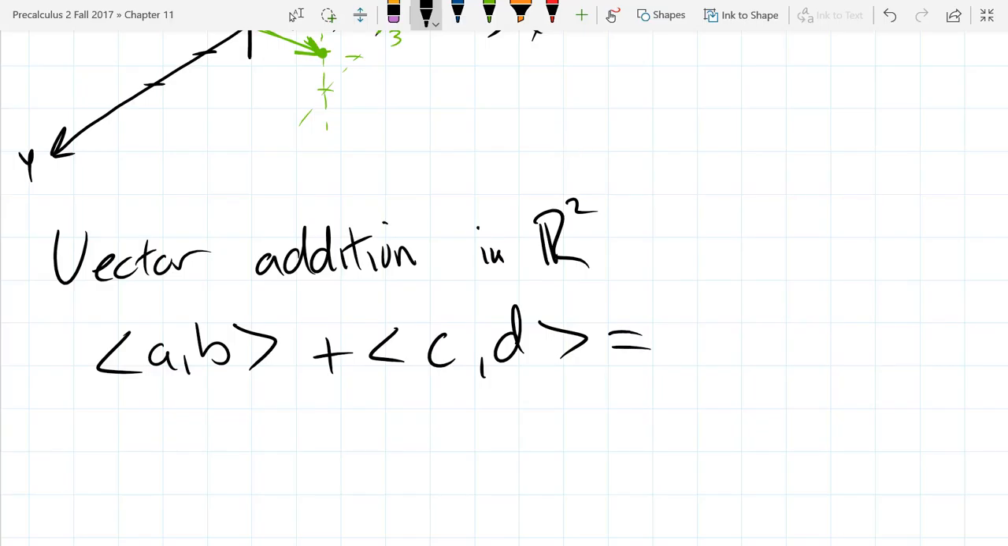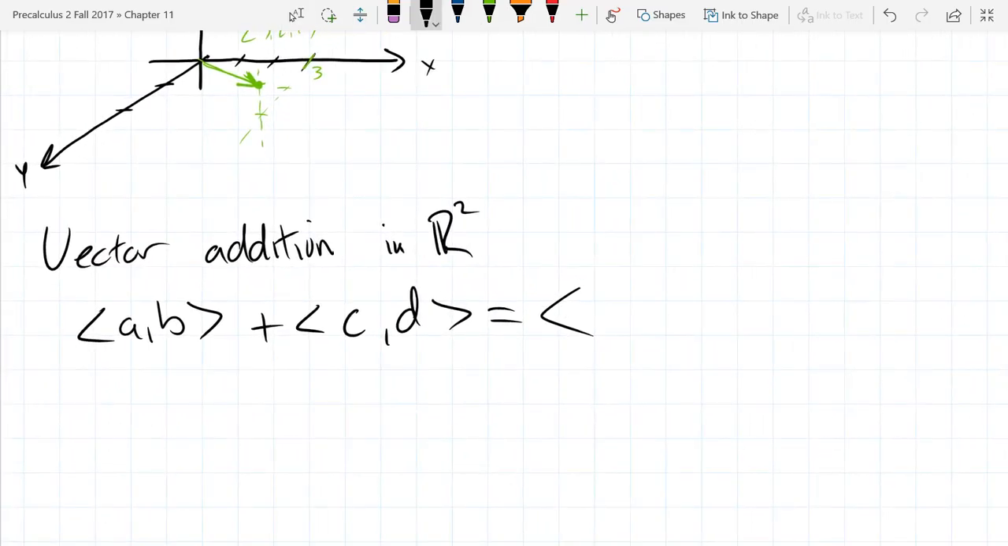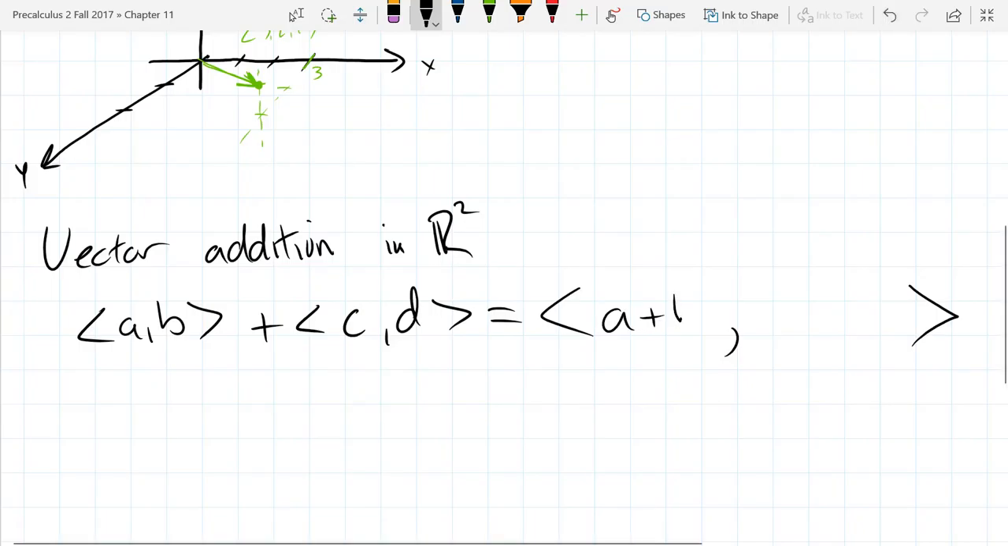So if I asked you to add these two vectors and you get to make up whatever addition you want, what would be a natural choice for the vector I would get if I added these two vectors together? What would be a reasonable choice for my x-coordinate? A plus c. Oh, very good. A plus c. So we'll do the natural thing, which is add the x's, and then we'll add the y's for our new y-coordinate. That is vector addition. You just add the corresponding coordinates together. That's it.